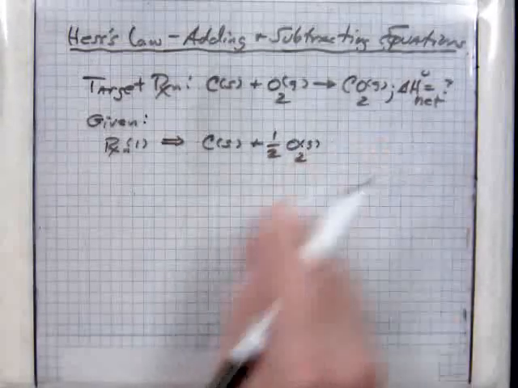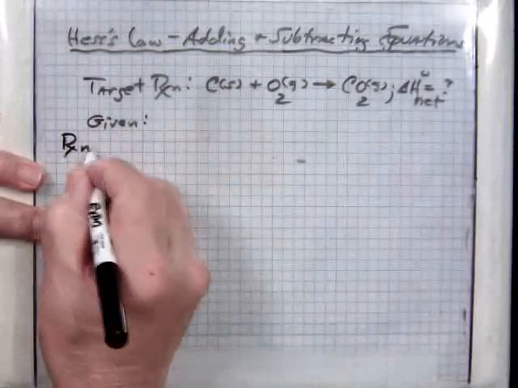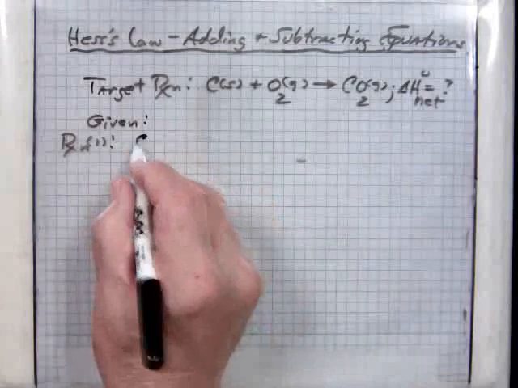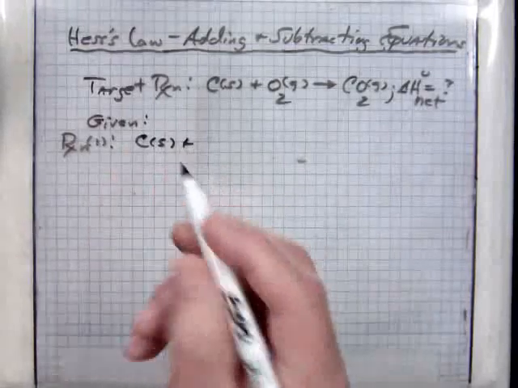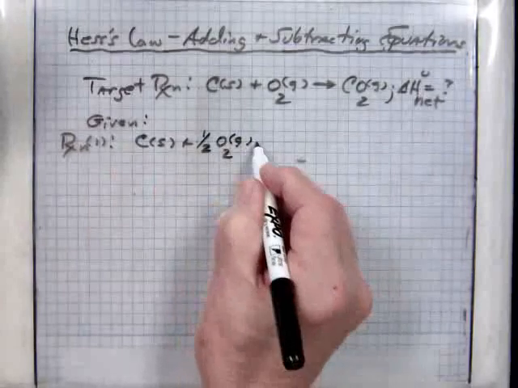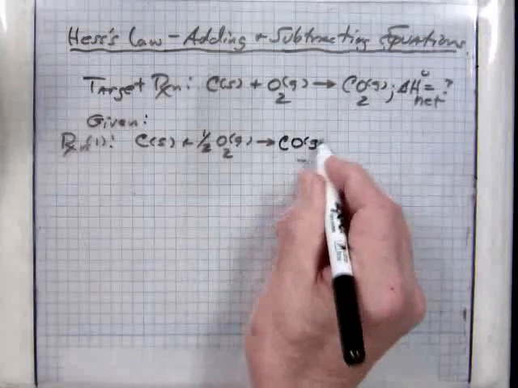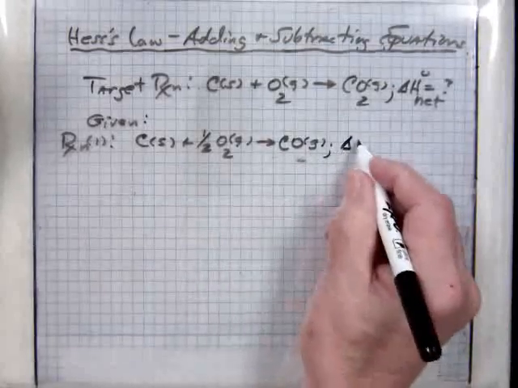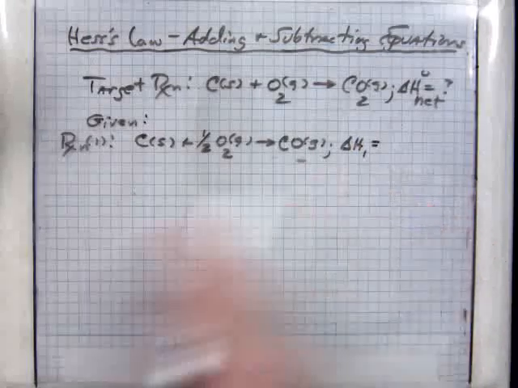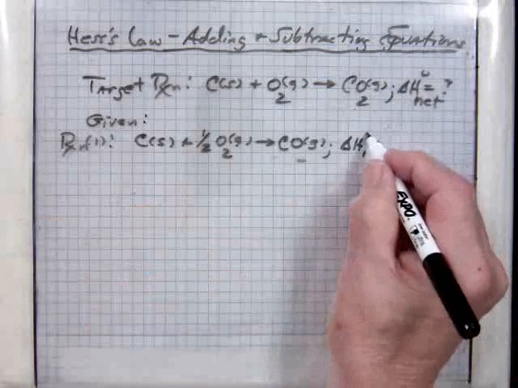I need some more room here. I better move this back a little bit. There we go. And this shows carbon monoxide, and we'll hold this delta H1 and simplify the notation a little bit. It's all standard state if you need to put that in there.